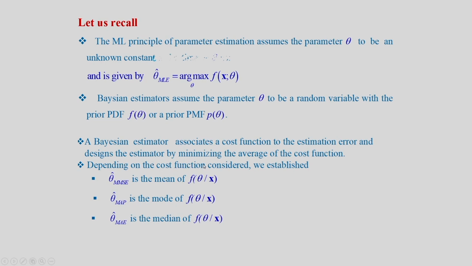Depending on the cost function considered, we established theta hat MMSE, that is the mean of the posterior PDF f(theta given x). Theta hat MAP, maximum a posteriori probability, is the mode of the posterior PDF f(theta given x). Theta hat MAE is the median of the posterior PDF f(theta given x). MAE here stands for minimum absolute error.